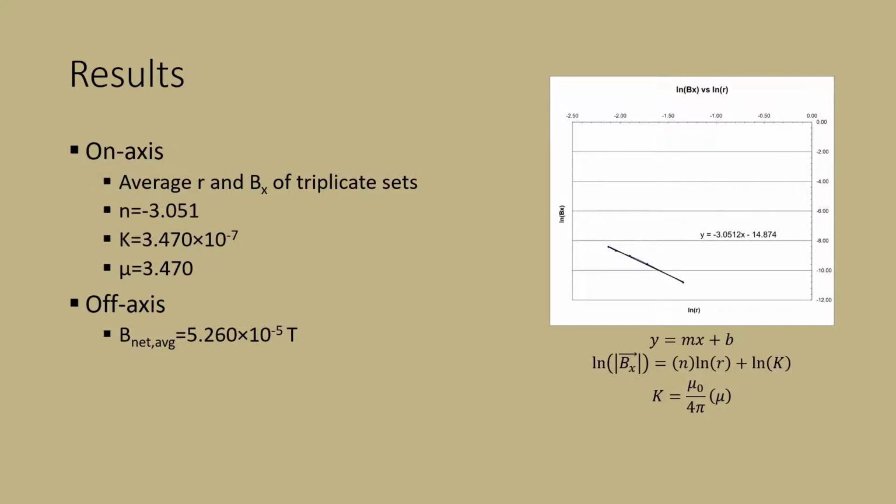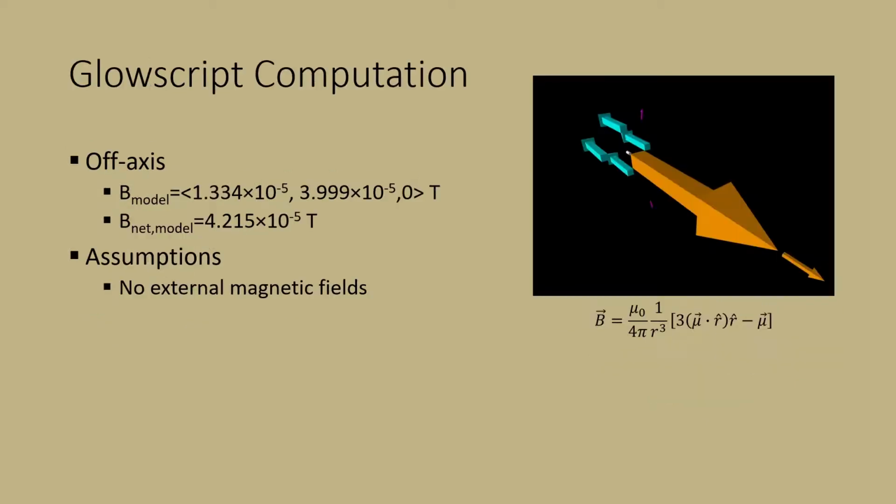My off-axis magnetic field was found to be, on average, 5.260 times 10 to the minus 5 Tesla. With Glowscript computation, the ideal 45-degree off-axis magnetic field could be determined using the distance d that was found experimentally. These results can be compared with my experimental off-axis results. The net magnetic field of the model was found to be 4.215 times 10 to the minus 5 Tesla, broken into components as shown just above.